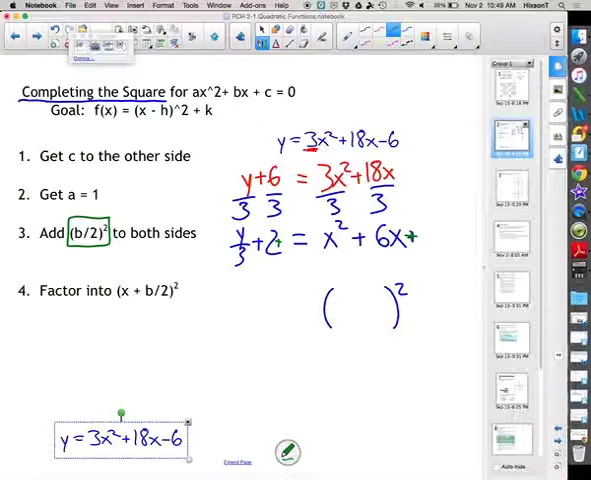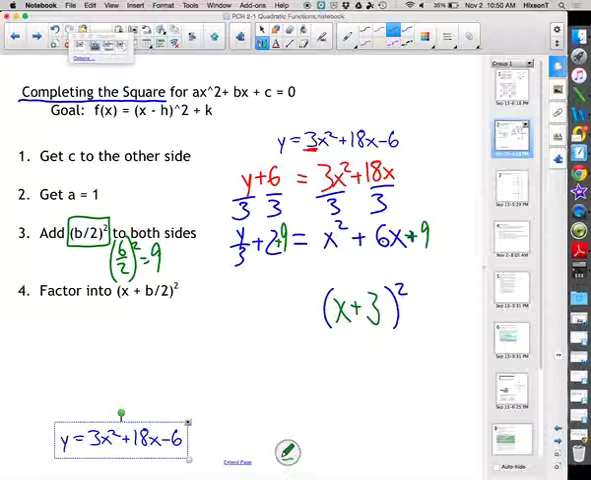Okay? So, we're going to add b over 2 squared to both sides. Now notice, I'm not talking about the original b, I'm talking about the b I currently have. So that's 6. Alright? So good. I'm going to take 6, divide it by 2, and square it, and I get 9. So I'm adding 9 to both sides. And the whole point of doing that was so it would factor into x plus 3 squared. That was the whole point of doing that.